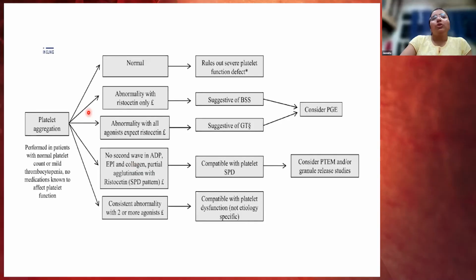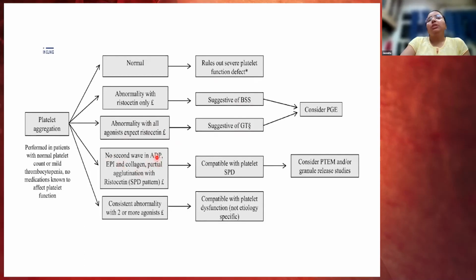Now, this is what we do. If we get an aggregation pattern that is normal, we can rule out a severe platelet function defect. However, if there is an abnormality only with ristocetin for the platelet function defects, maybe BSS, otherwise von Willebrand also is a differential. With all agonists, if it is abnormal except ristocetin, then we're looking at Glanzmann thrombasthenia.